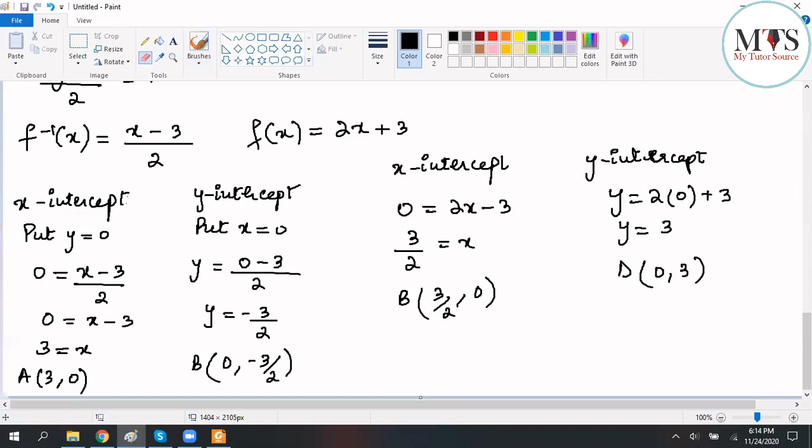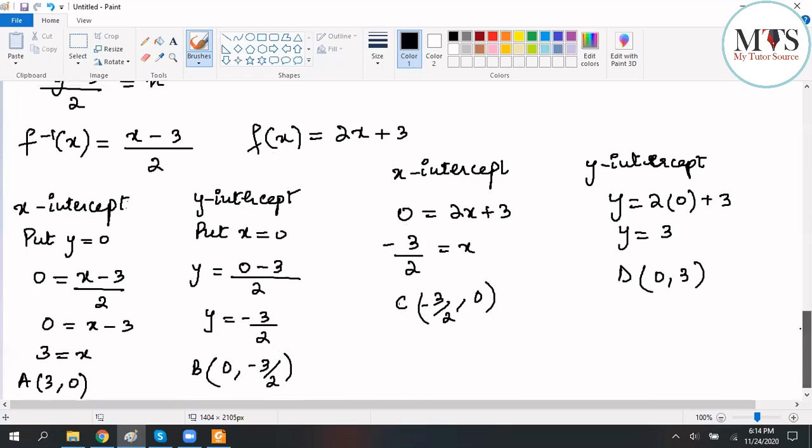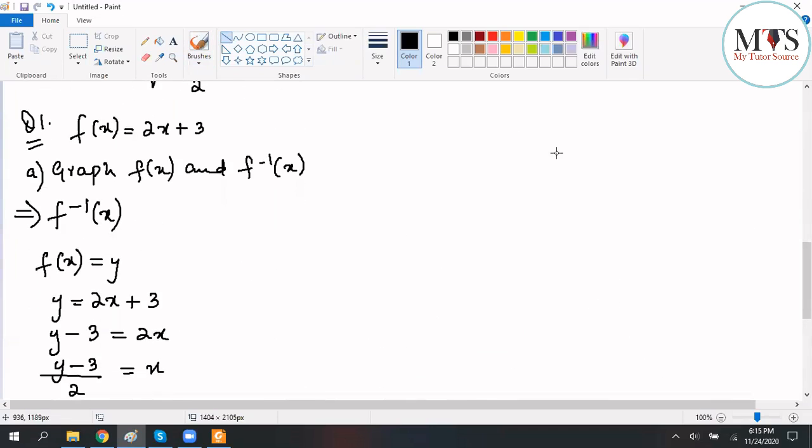Do you notice the similarity? Yeah. The numbers are still the same, but their roles have changed. For the original one, your domain is -3/2 and your range is 3. But in the second one, your domain is 3 and the range is -3/2. So now that we have the coordinates, we sketch these.